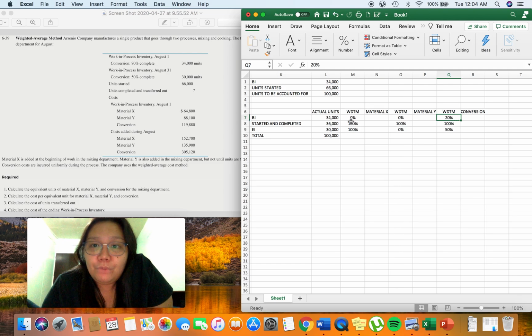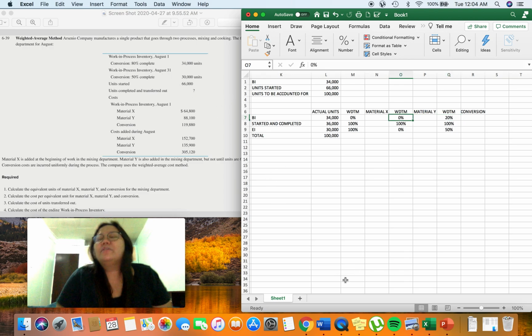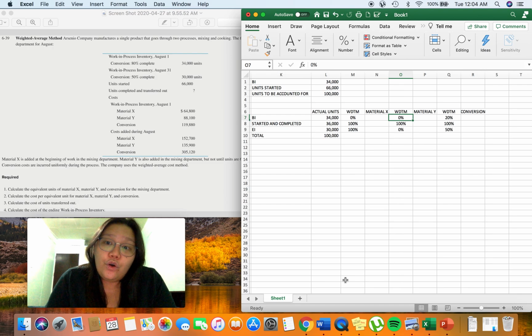Okay? Tapos, si material X, walang magbabago. Work done this month is still 0%. Kasi nga, kailan mo ba sinimulan? Nung nakaraang buwan pa. Na-add mo na lahat ng material X na kailangan sa kanya last month pa. But for material Y, since 20% complete pa lang siya as of the start of the month, diba? Dadaan siya ng 60% completion in the month of August. And therefore, itong 0% na to, magiging 100% siya.